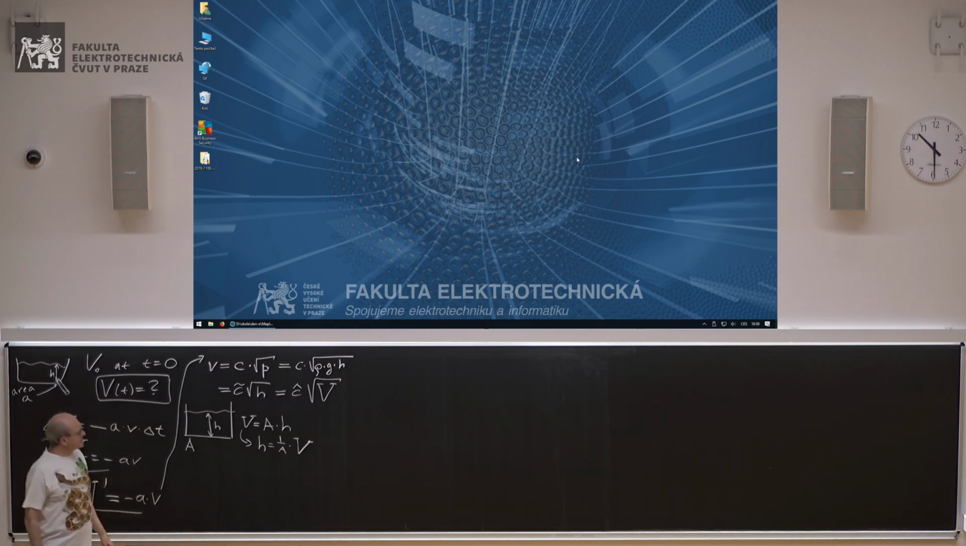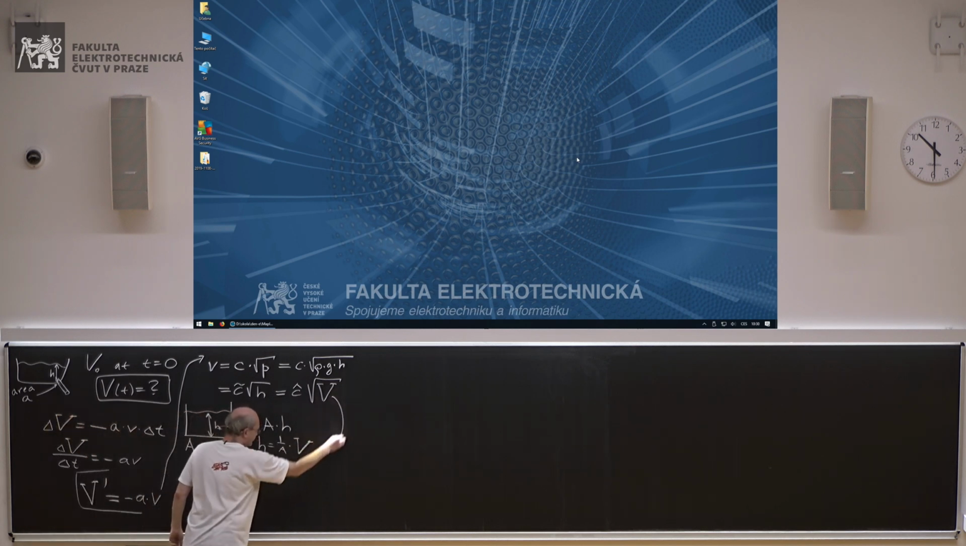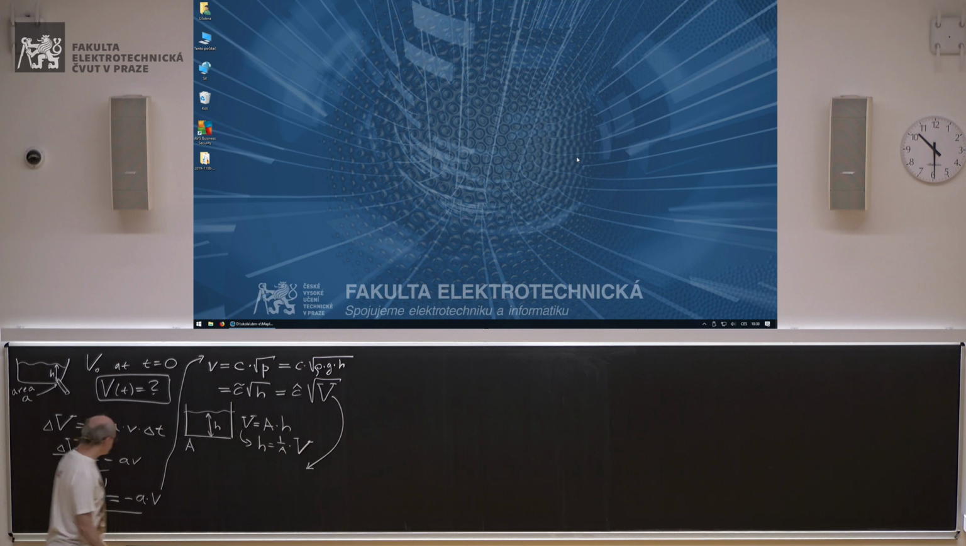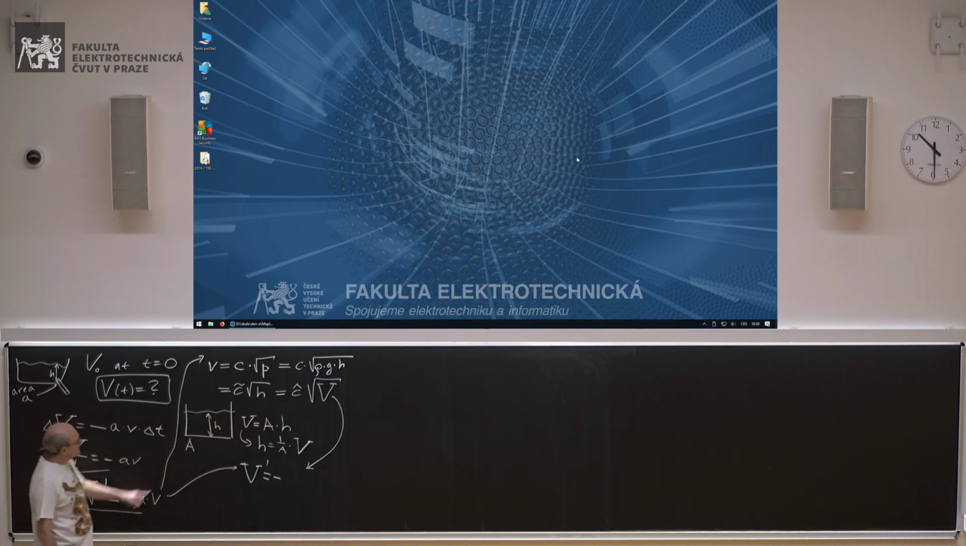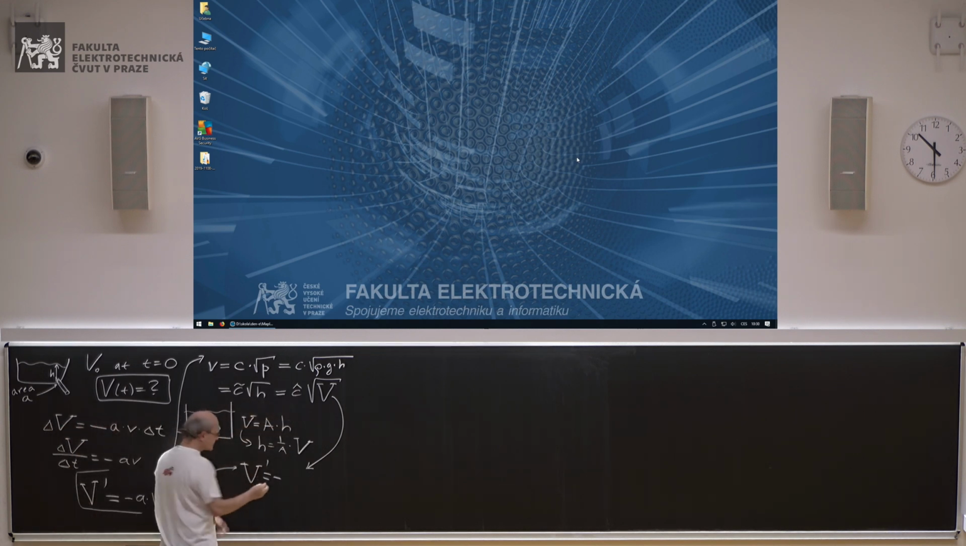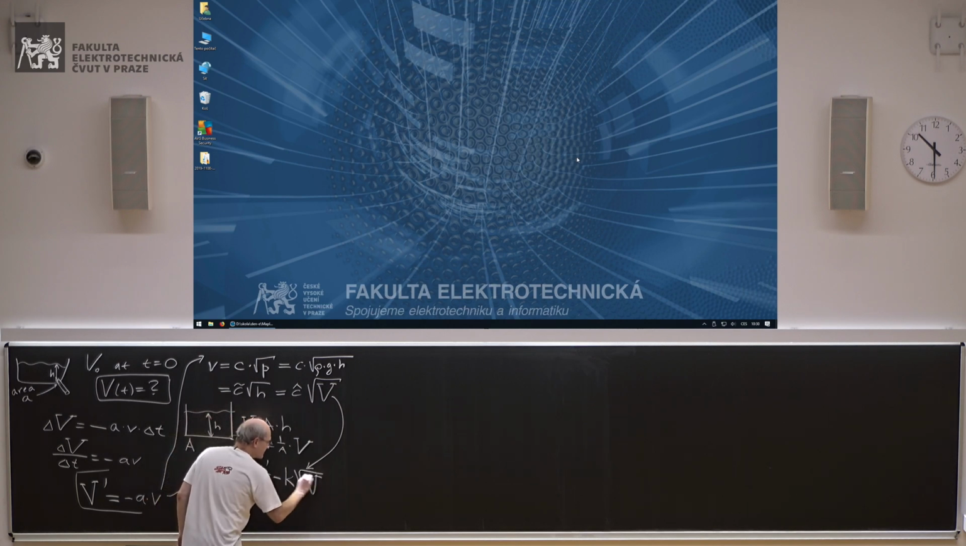And that's how we like it. That's a nice formula for velocity because we can merge it with this equation. And we get that V prime is minus, okay, there will be A, and there will be C hat, so that's a new constant, let's call it K. Minus K square root of V.